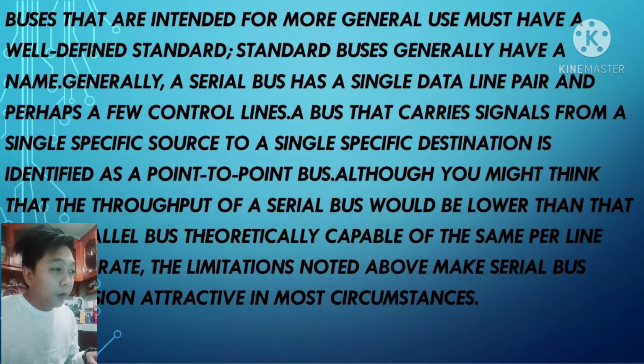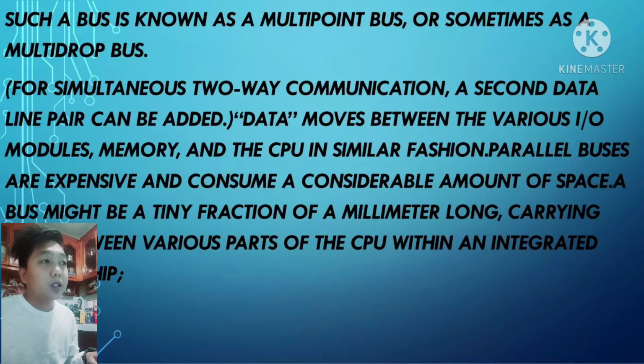Although you might think that the throughput of a serial bus would be lower than a parallel bus, it is theoretically capable of the same per line transfer rate. The limitations noted above make serial bus transmission attractive in most circumstances. Such a bus is known as a multi-point bus, or sometimes a multi-drop bus. For simultaneous two-way communication, a second data line pair can be added. Data moves between the various modules, memory, and the CPU in similar fashion. Parallel buses are expensive and consume a considerable amount of space.